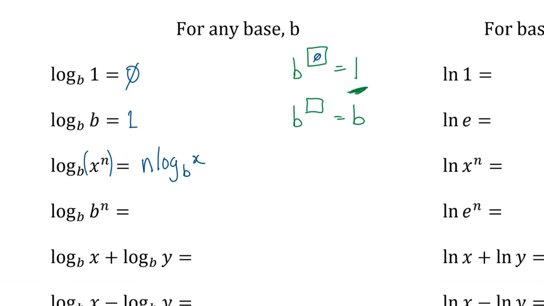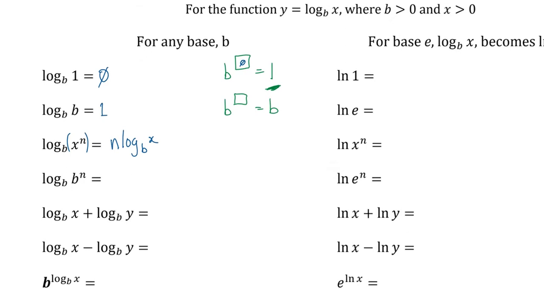I'm going to stop there, and I'm going to move over and do a bunch of these for base e, because I should have been doing it all along. ln means base e. So if log base b of 1 is 0, this is just like log base e of 1, because ln is just log base e. So this must also be 0, which equals log base e of 1. So ln of e is equal to log base e of e, which equals 1.